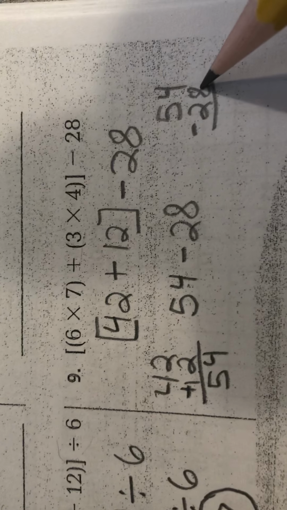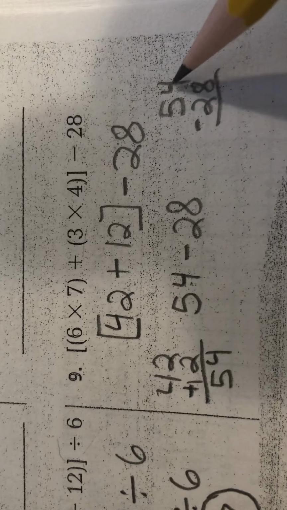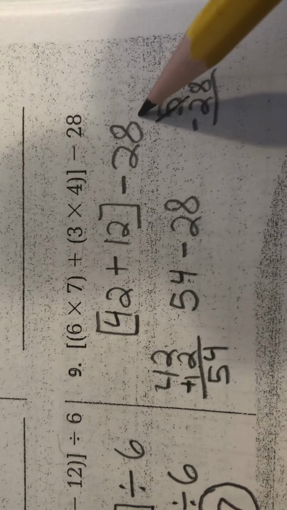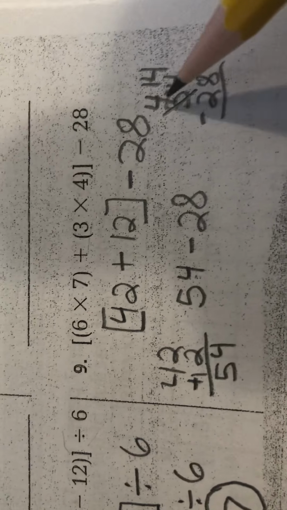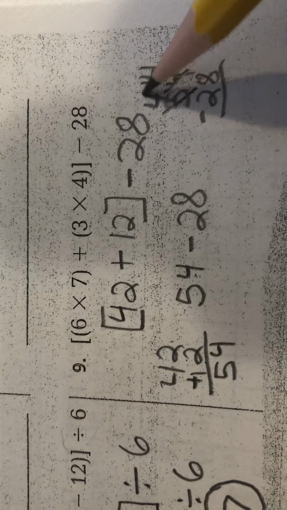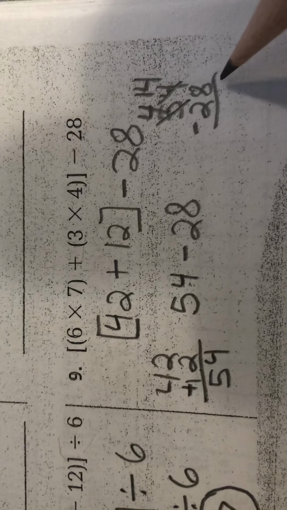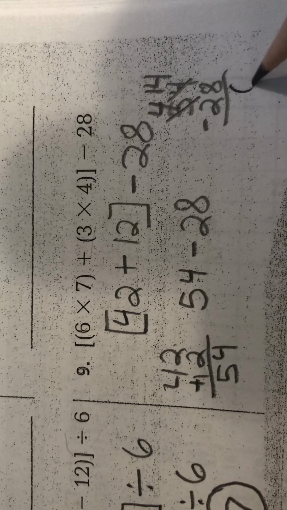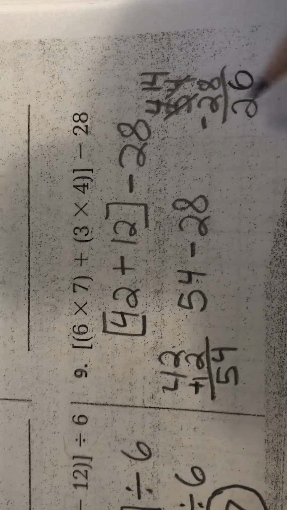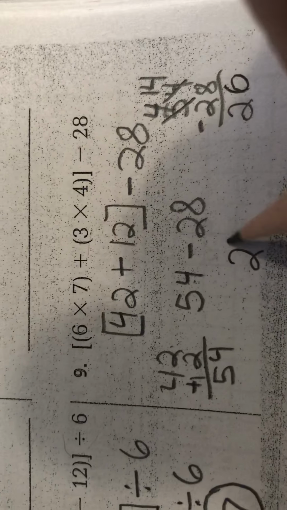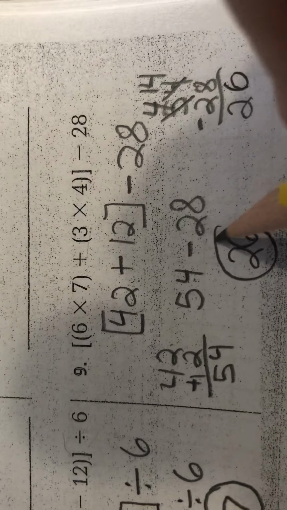Okay, so there's more on the floor. So I'm going to go next door and borrow 10 more. Okay, so I took 10 from the 50. It became 40. And now 14 minus 8 is 6. And then 4 minus 2 is 2. So our final answer here is 26. Okay, so great job if you got that right.